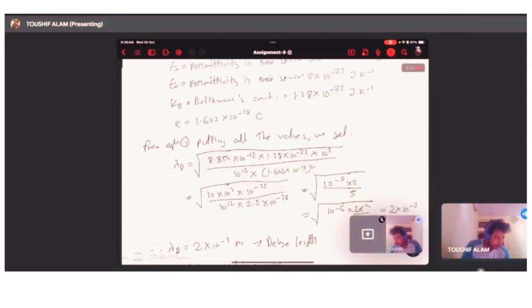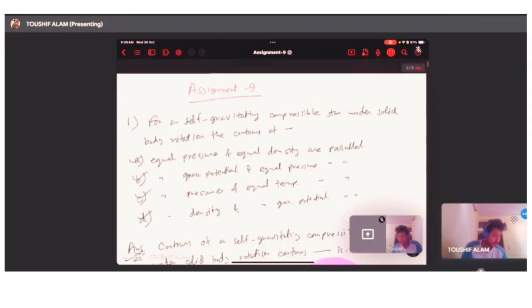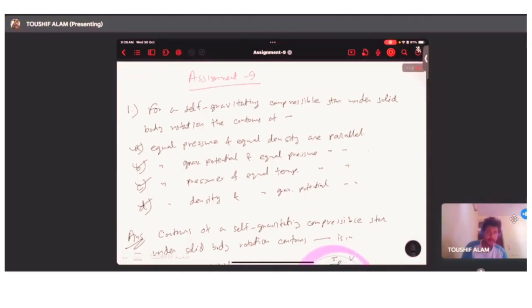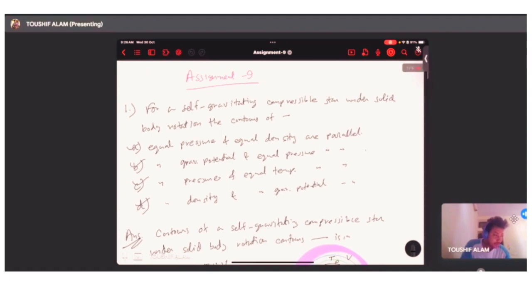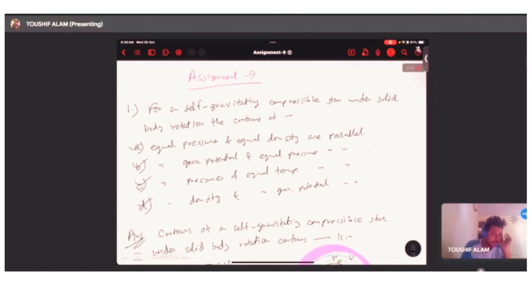So this is the last assignment, assignment 9. Last time we solved assignment 9. Let me know if you have any problem in any section of that, and we will try to answer. So let's look through assignment 9 from last time.